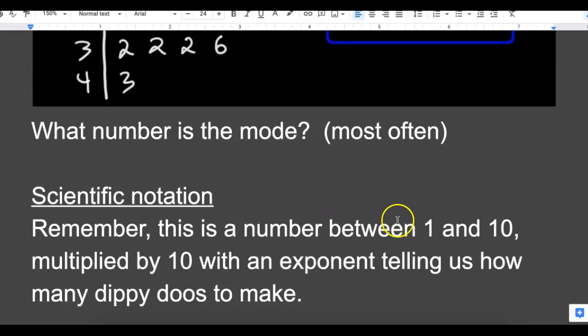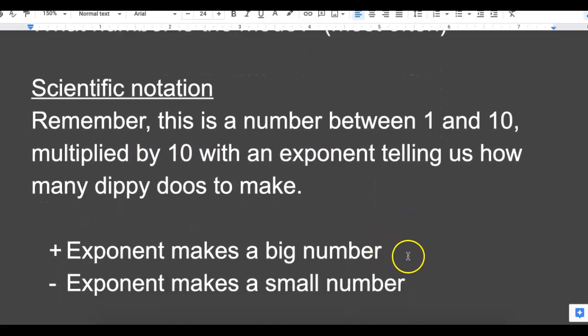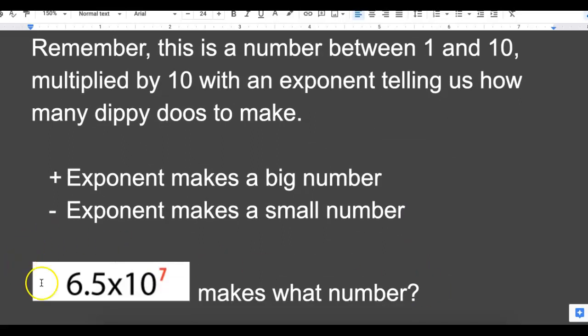So scientific notation is a number between 1 and 10 multiplied by 10, and then the 10 has an exponent telling us how many dippy-doos to make. So also remember, a positive exponent is going to make a big number, and a negative exponent is going to make a small number. So we can take a look at this example. We have a number between 1 and 10 times 10, and then the exponent is going to tell us the dippy-doos, and it's a positive exponent, so it's going to make a big number. So what is the number that this scientific notation makes?